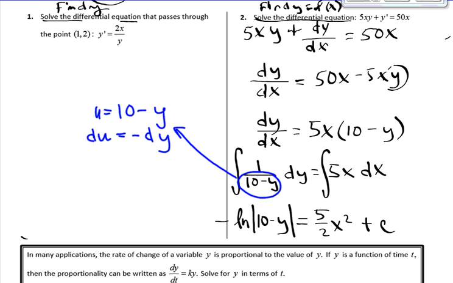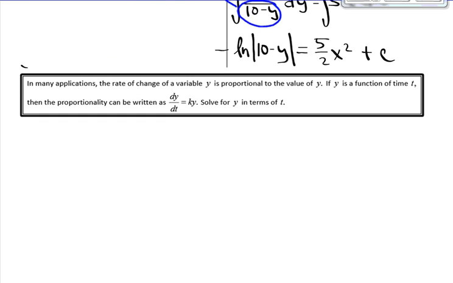Okay? So the next piece is boxed. That means it's very, very important, something that you're going to need to memorize. So in many applications, word problems, the rate of change of a variable y, I'm going to use some color coding here to help us out. So the rate of change of the variable y. Rate of change means derivative, so like y prime, is proportional to, we'll use green there. If something's proportional to something else, it means you can multiply it by a common factor, like a scale factor. So it's proportional to the value of y itself.